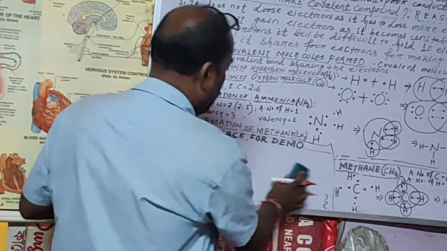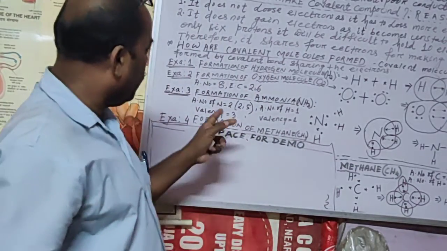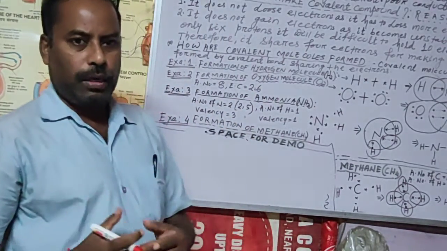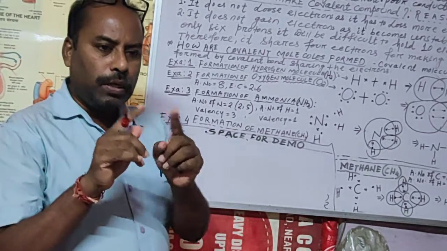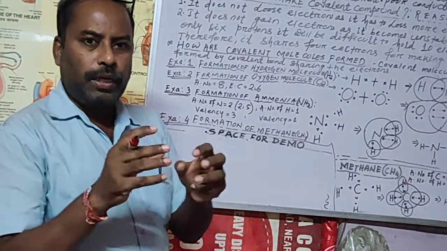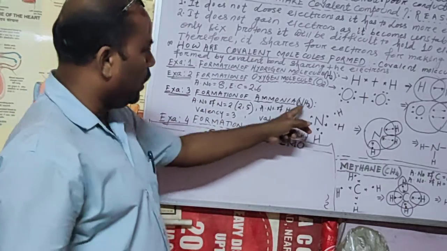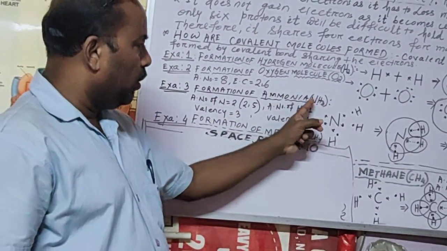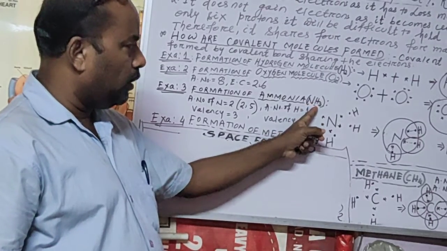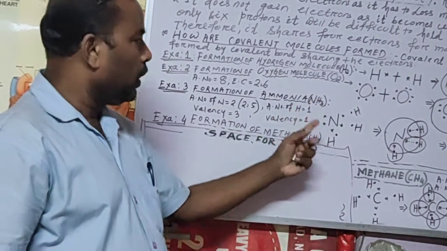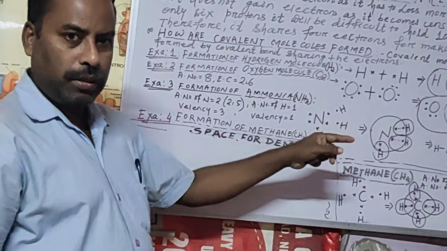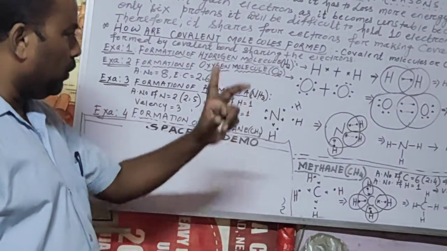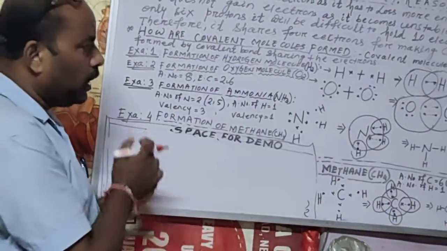That is the homoatomic molecule. Now we have to go to the heteroatomic molecule, where two different types of atoms combine to make the molecule. For example, ammonia, NH3. Here two elements are there. One is nitrogen, another is hydrogen. 2 elements are participating, so it is a heteroatomic molecule. Let us see how ammonia is formed.